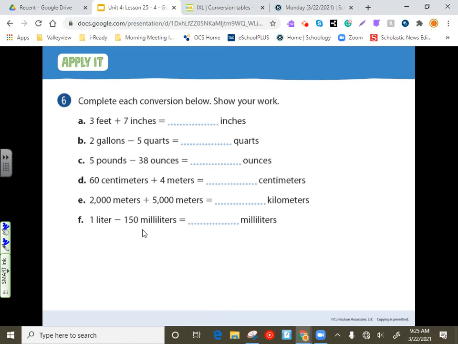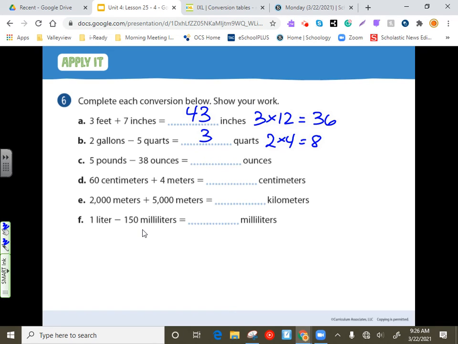So 3 feet and 7 inches are how many total inches? Well, I know there's 12 inches in a foot, so 3 times 12 equals 36. If we add that 7 to it, that gives us 43 inches. If I've got 2 gallons equals 5 quarts, I know there's 4 quarts per gallon. So 2 times 4 equals 8. And 8 minus 5 is 3.